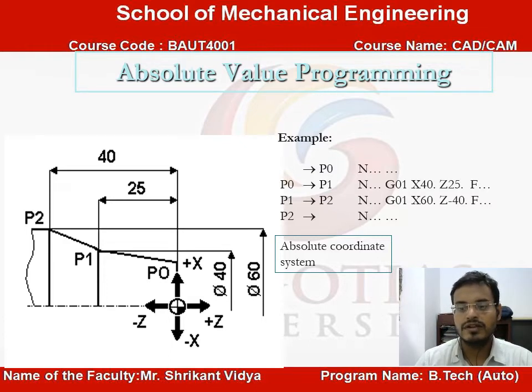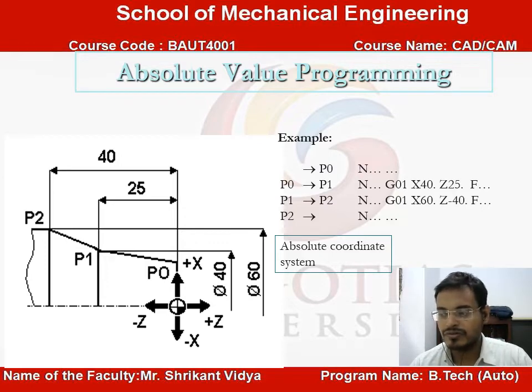There are two types of coordinate systems in CNC programming: the absolute system and the incremental system. In the absolute system, all the coordinates of the points are represented with respect to a single origin. You can see from 0,0 how the coordinates of points P0, P1, P2 vary. For P0 to P1, N is the block number, then G01 is linear movement, then X and Z are the coordinates of the next point, then F is the feed rate. Similarly P1 to P2, and so on. This is the absolute system.